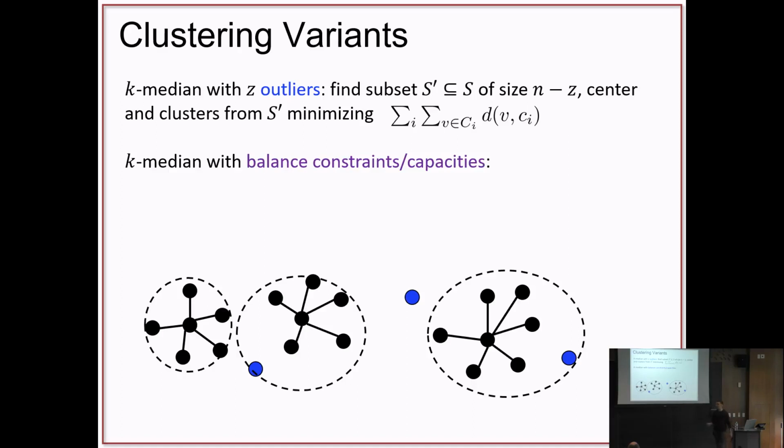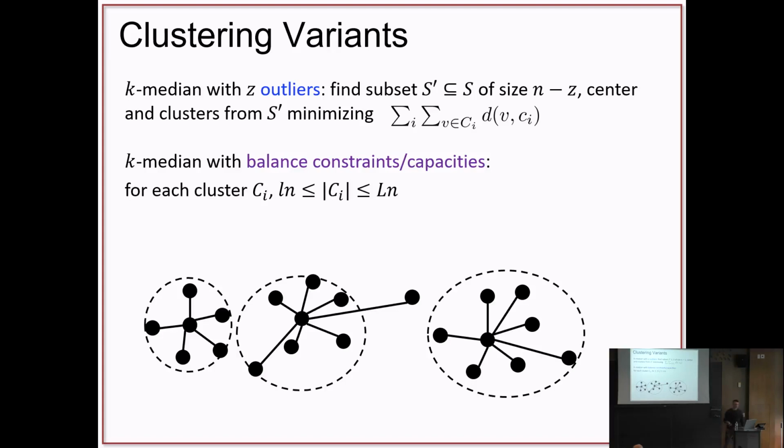I'm also going to be talking about another variant called k-median with capacities or balance constraints. And so for this, we just add an upper bound or a lower bound to the size of the clusters that we want. Okay, so maybe in our example, this point gets kicked out of that cluster because it's too big, so it has to go to another cluster. So in this variant, the points might not be assigned to their closest center. It could be that if some cluster is too big, some points are forced to a different center.